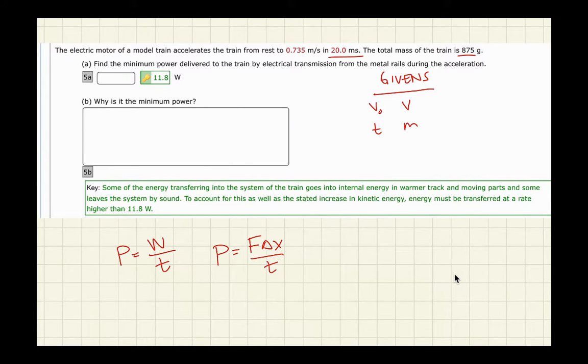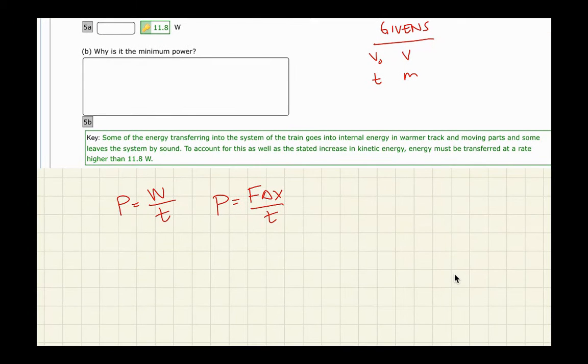There are other ways you could do this. You could solve for the average velocity and then plug that in and do force times velocity. Or you could solve for the force in terms of second law, and then you could solve for the displacement in terms of kinematics and solve it that way. Effectively, they're the same math, just two different ways to get there. So I'll do it the simple way.